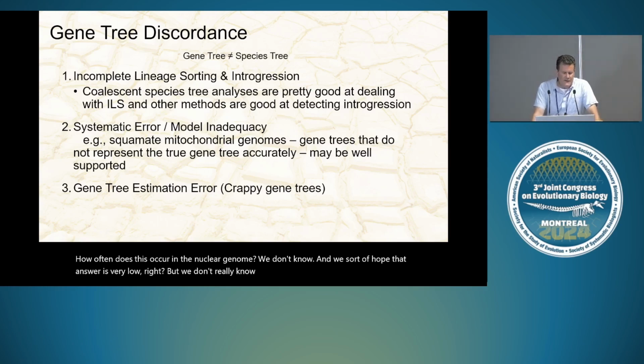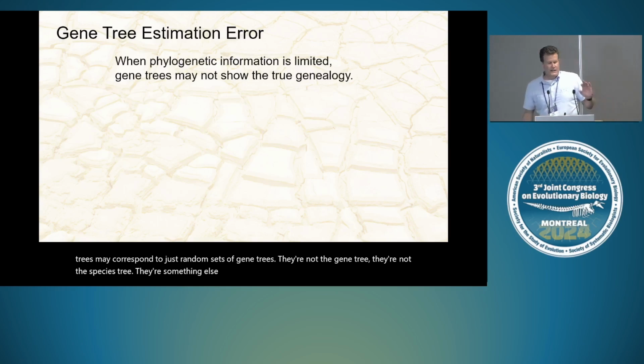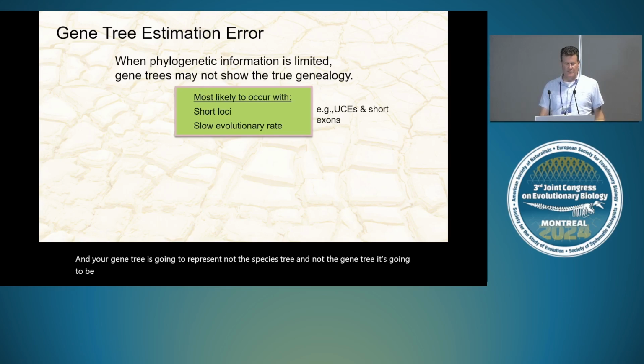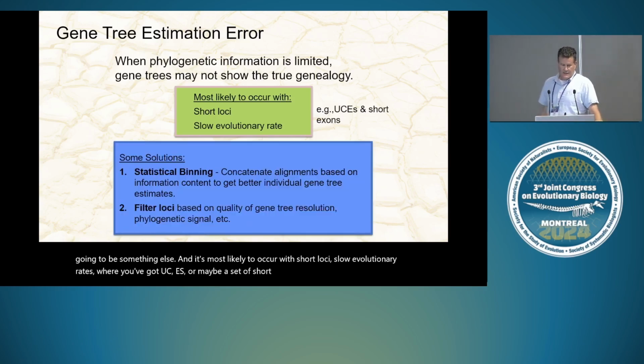And then finally, gene tree estimation error. We're dealing with large data sets that are highly invariant. Most of those gene trees may correspond to just random sets of gene trees. They're not the gene tree, they're not the species tree, they're something else. So gene tree estimation error really has not been considered well enough. When information is limited, say you've got 2 informative characters and 100 taxa, your gene tree is going to represent not the species tree and not the gene tree, it's going to be something else. It's most likely to occur with short loci and slow evolutionary rates, where you've got UCEs or maybe a set of short exons.